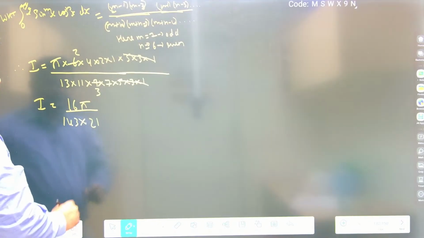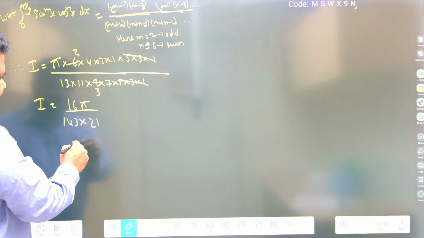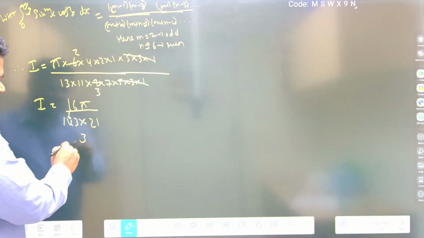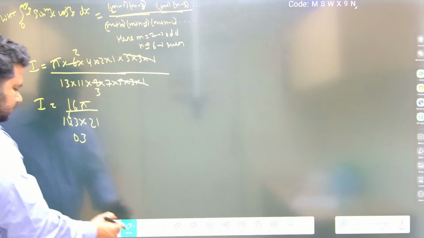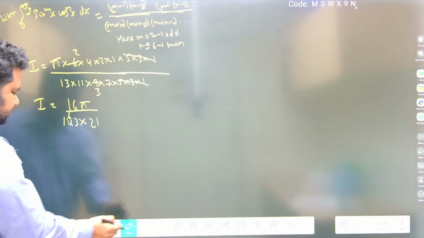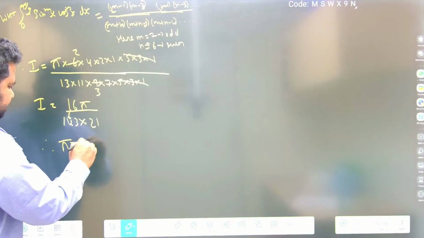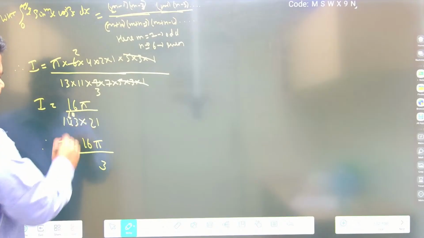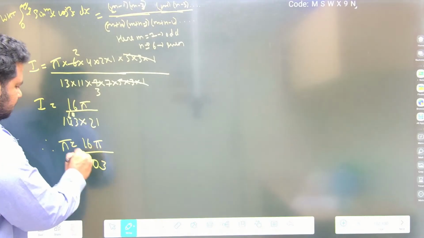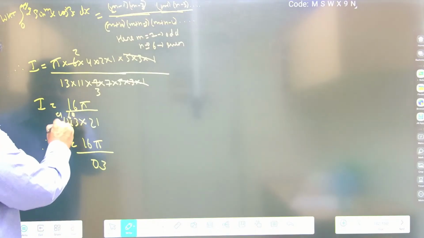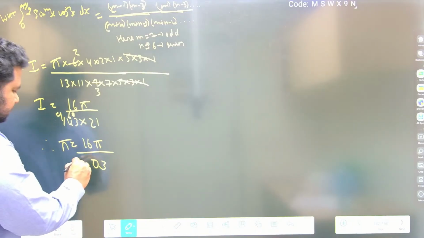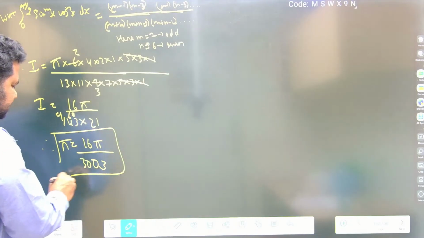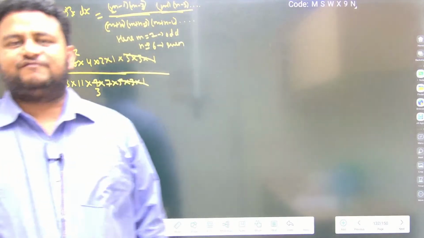So we will have 21 into 3 is 63. 21 into 4 is 84. 84 plus 6 is 90. Therefore I is equal to 16 pi by, 21 into 3 is 63, 21 into 4 is 84, 84 plus 6 is 90, then 21 into 1 is 21, 21 plus 9 is 30. So 3003. Therefore I is equal to 16 pi by 3003. This is the final answer to this question, friends.